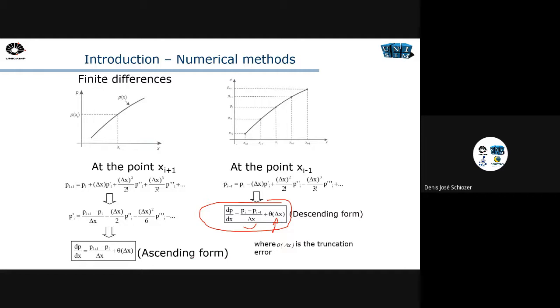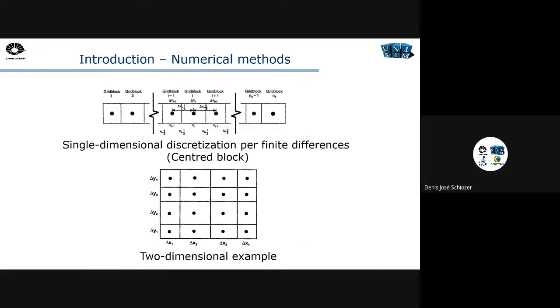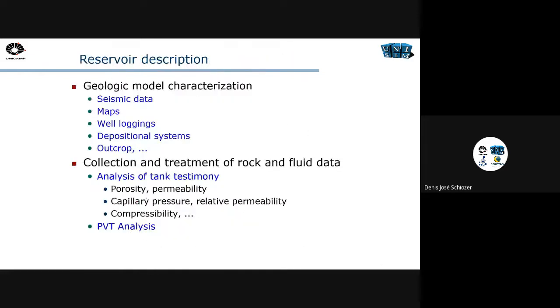And important, of course, is that if the grid is too big, if the size of the block is too big, the discretization error will be higher. So we need to consider this in our solution, okay? So we are not going too deep in this discretization part.